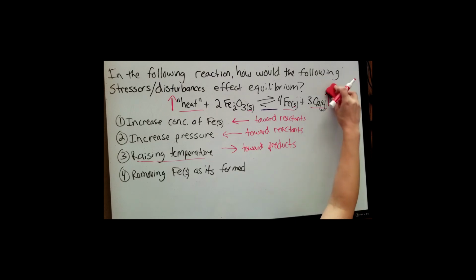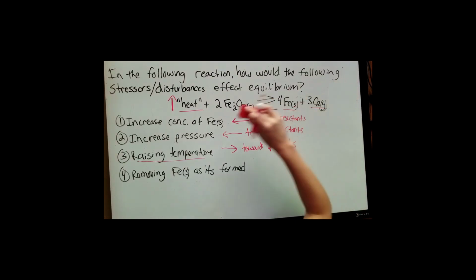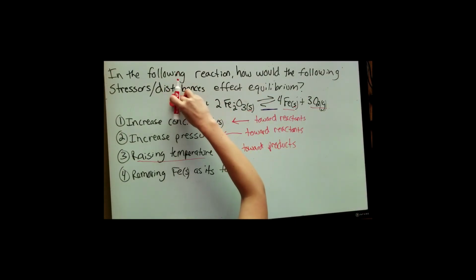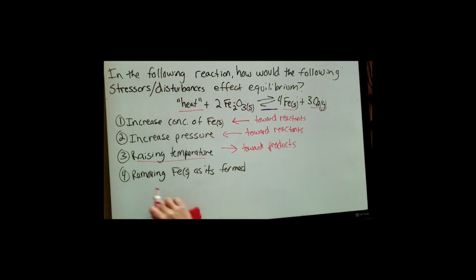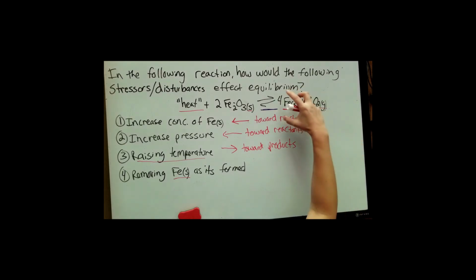All right, well, we've looked at several examples and they're all increasing something. So this last one is decreasing or removing. In this case, it's the solid iron. But this time what's happening is I'm removing it as it's formed. It's a solid, I can do that, right? I can take some of the solid iron out as it's being formed. So if I'm taking some of this away, that means it's decreasing.